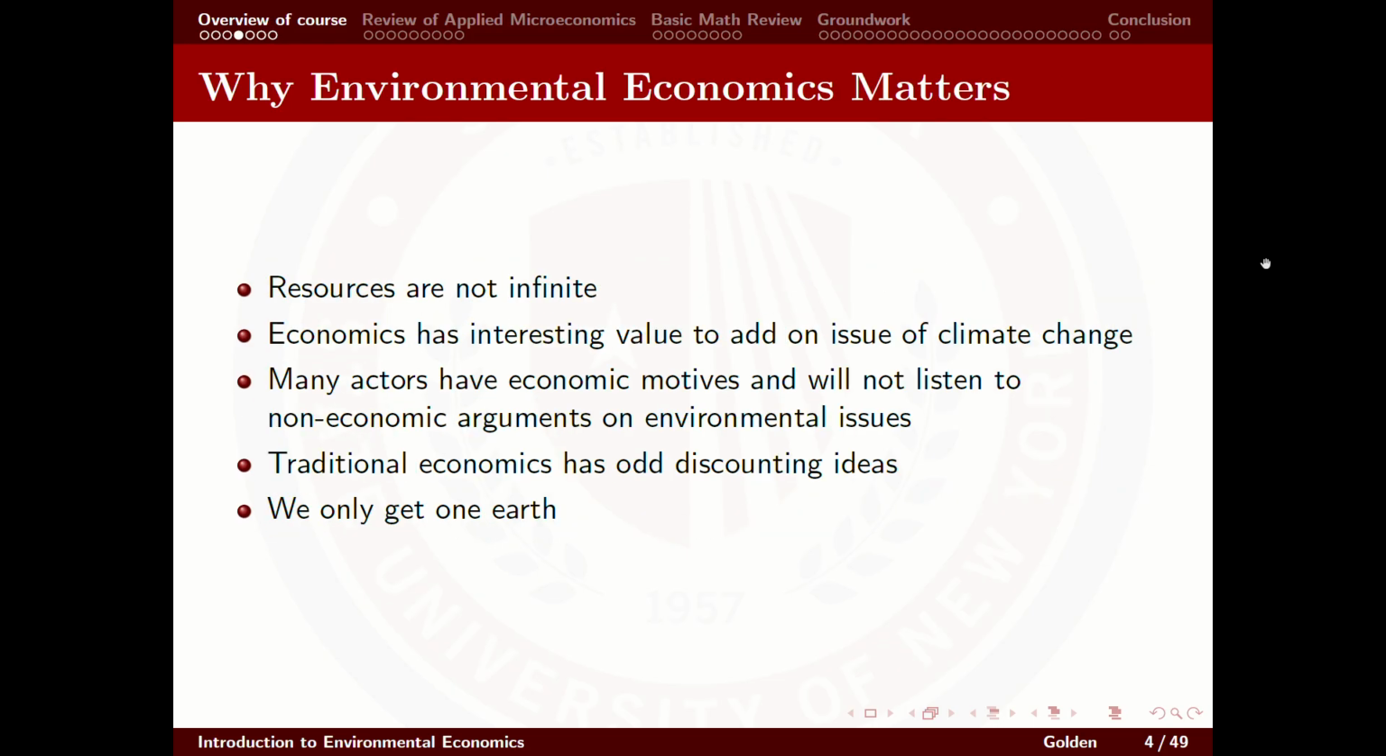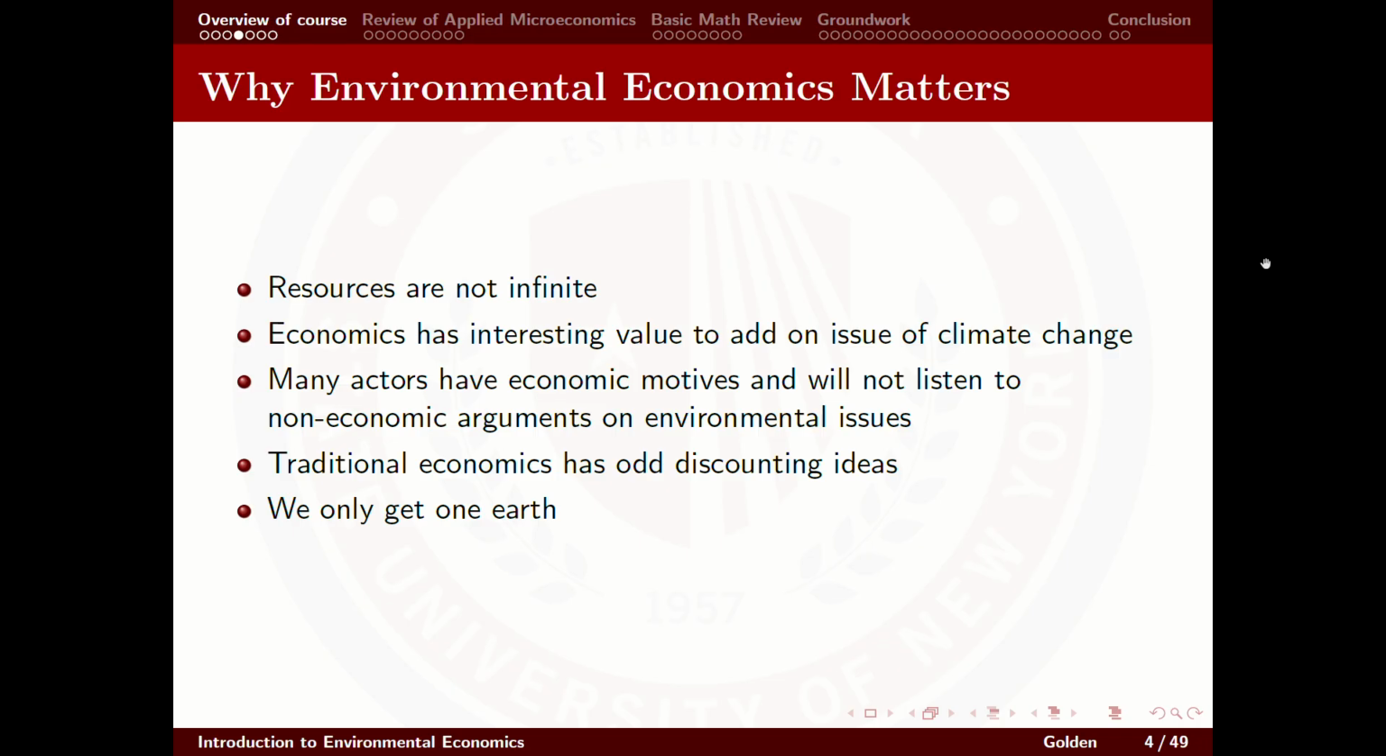Why does environmental economics matter? I think we touched on this. Resources are not infinite. Economics has an interesting value to add to the issue of climate change. A lot of people won't listen to sociological arguments, won't listen to arguments about, well, the earth is just valuable.